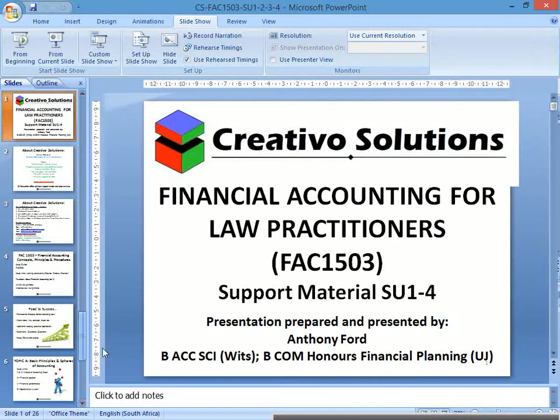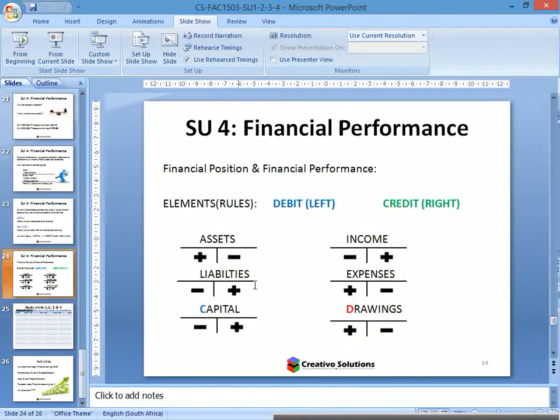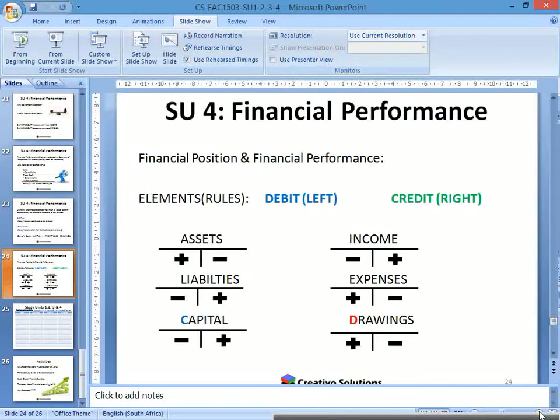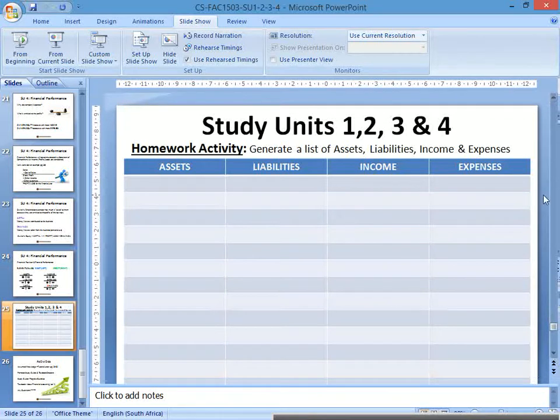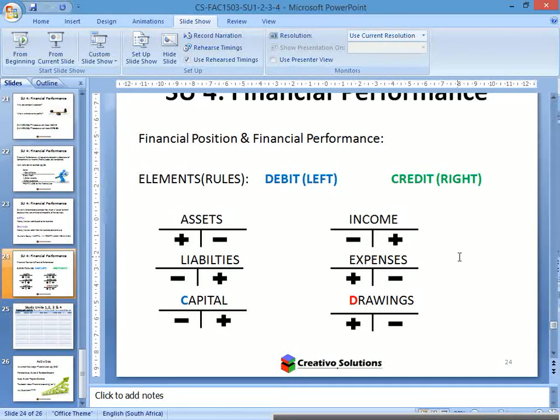Okay, so you were asked to please study those rules. Now we need to apply them more and more, because that's the analysis, that's the interpretation. Your job is to interpret the transaction that has been given, to then account for it correctly.